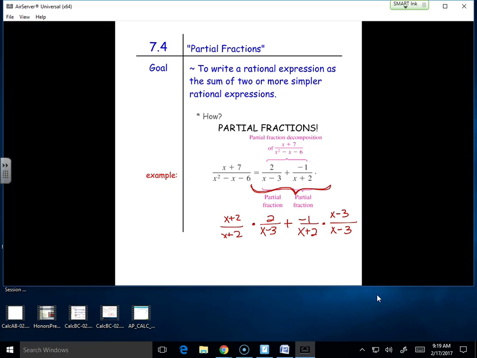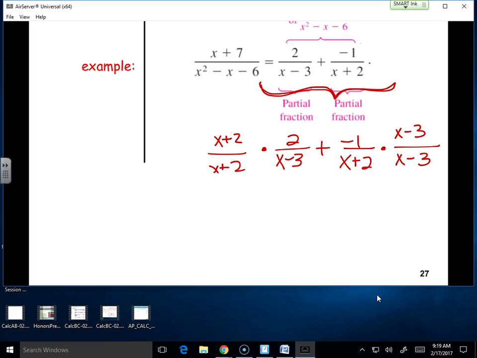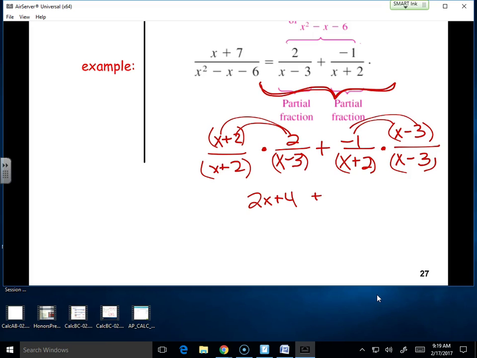Now, we have to be really careful not to kill any seals. That's our distribution error one. How do I make sure not to make any distribution errors? Parentheses. Yeah, we need parentheses all over, to make sure we're doing everything legally. On top, this one, don't we get 2x plus 4? Plus, this one we have negative x plus 3.